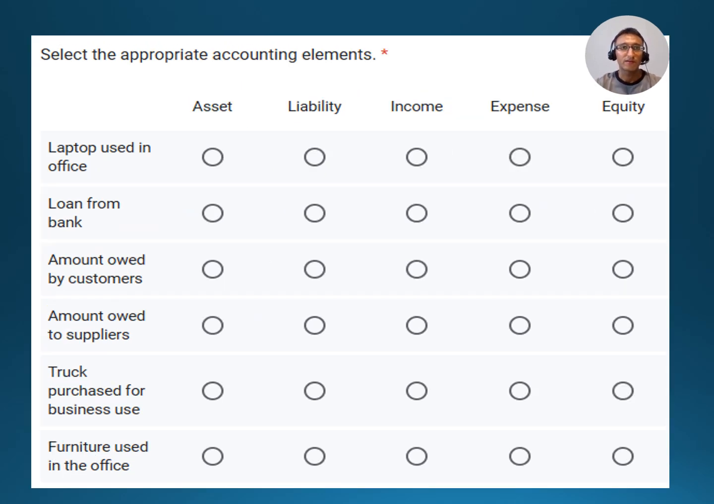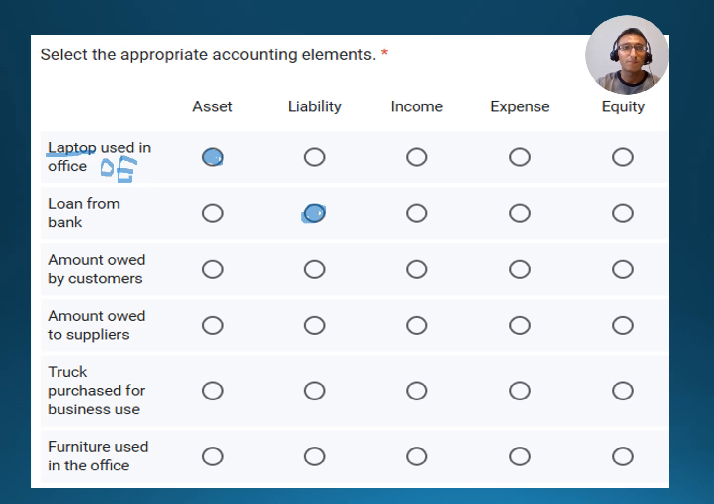All right, the last slide here, again, as a recap, a laptop that is used in the office, okay, we will record it under the office equipment account, and office equipment falls under asset because it's something that the business owns. Next, loan from bank. Okay, this is a bank loan. A bank loan is an owing, right? So if it's an owing, it is a liability.